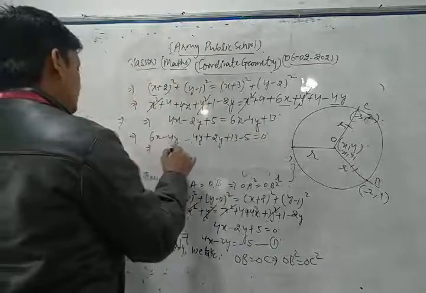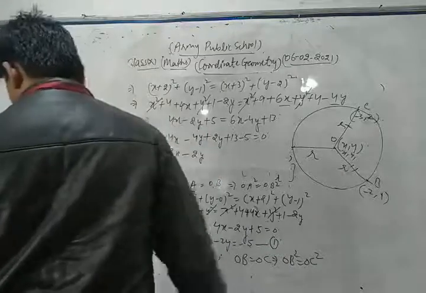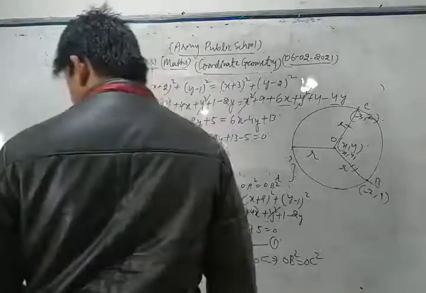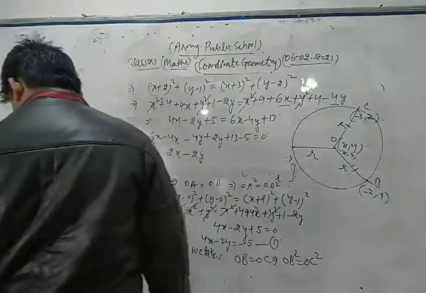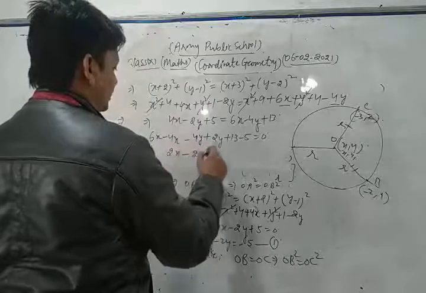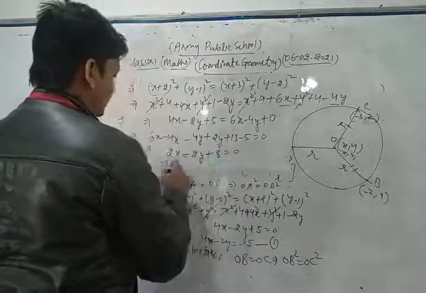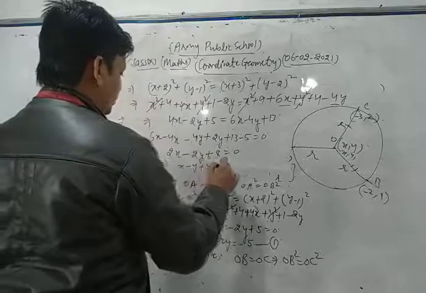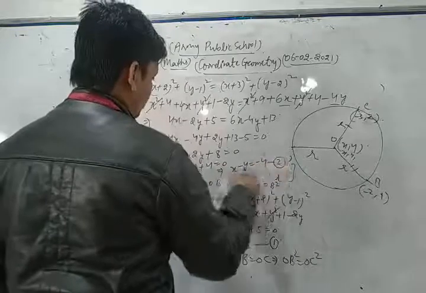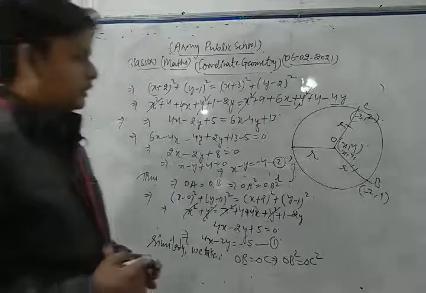Now we get 2x minus 2y plus 8 is equal to 0. We take 2 common, so x minus y plus 4 is equal to 0, that is x minus y is equal to minus 4. Take this as equation number 2.